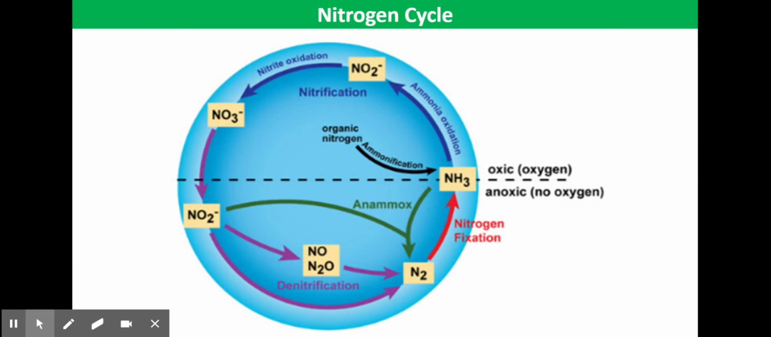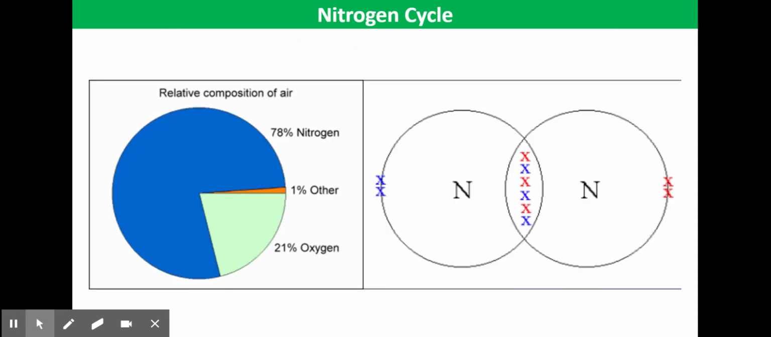Microorganisms play a key role in the cycling of nitrogen in different compounds and converting it from one form to another. On the slide in front of you, you can see the relative composition of the air. As shown on this pie chart, there is plenty of nitrogen in the air, but it's just hard to access because it is so inert. Most organisms cannot use it in its nitrogen form.